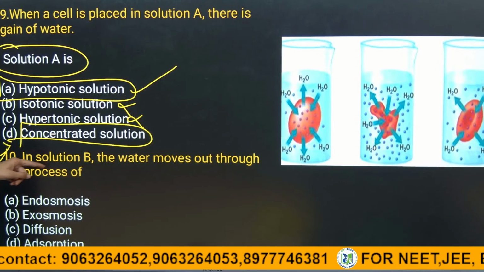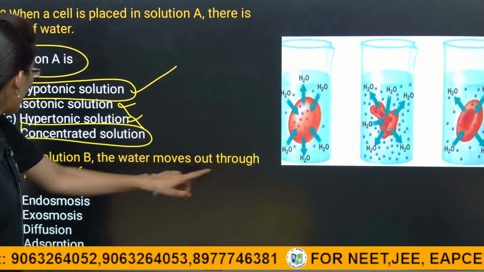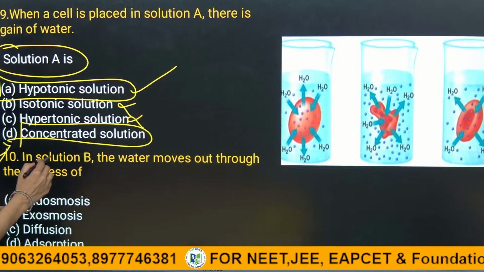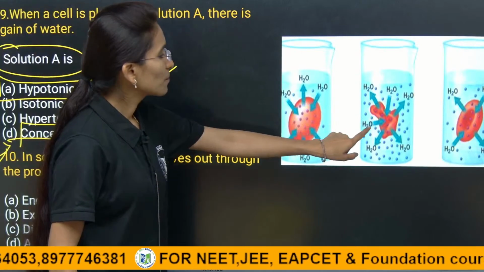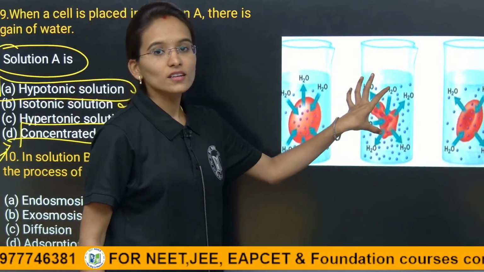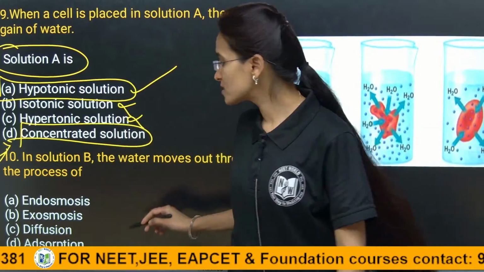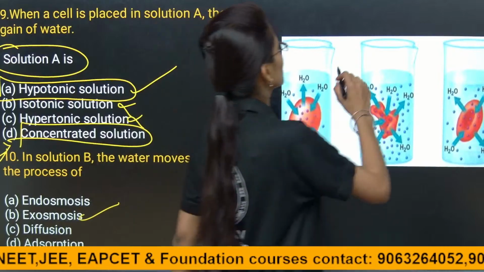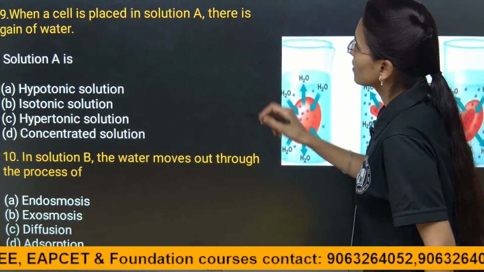Next question: in solution B, the water moves out through the process of what? Here it is losing the water, losing the solvent molecules, so absolutely the answer will be exosmosis. Yes, clear with the concept?